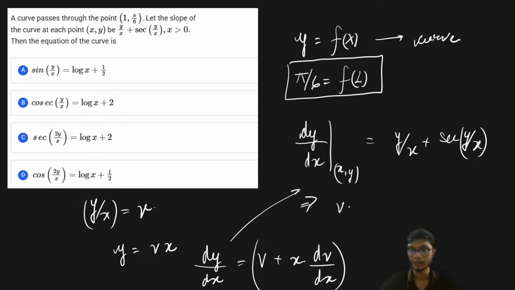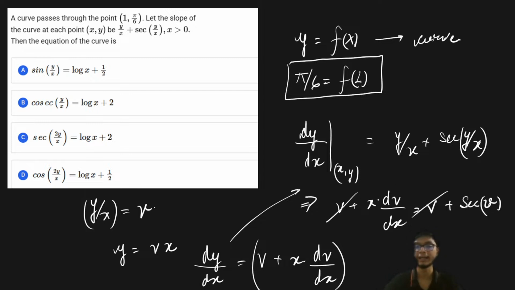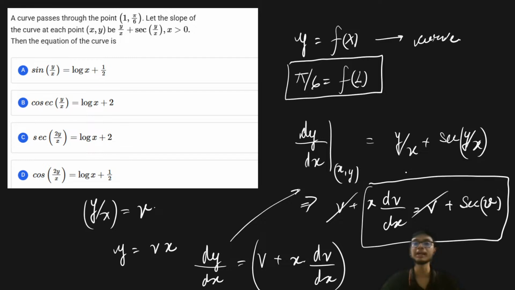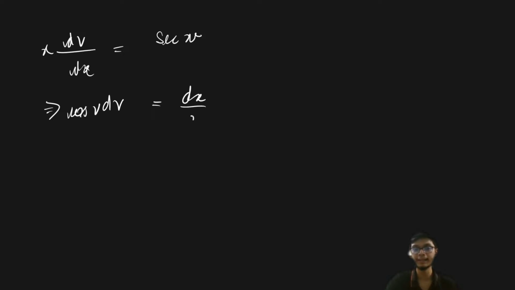Right. Now, once we have this form, let us replace it over here. So this will become v plus x times dv by dx is equal to v plus secant of v. Now this v and v get cancelled out from both sides, and now this particular differential equation is basically a differential equation of variable separable form. So this will become x times dv by dx is equal to sec of v, and let us keep the variable separable form over here. So from this, if I take this on this side, it is going to be cos of v dv is equal to dx by x.